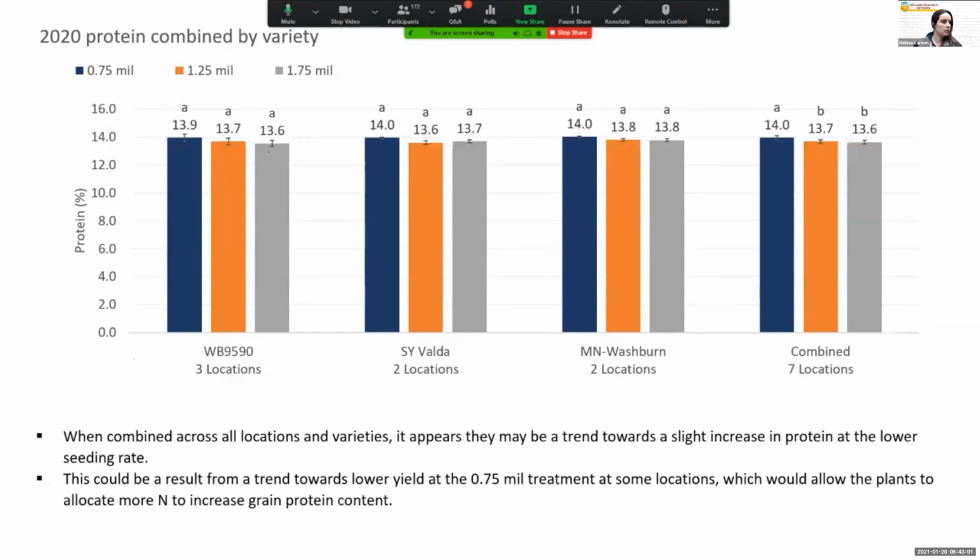Looking at protein, wheat protein was not different between varieties. Although when we combined across locations, that lower seeding rate might have shown a slight bump in protein. And that's something we might expect: if one particular treatment has a lower yield, the plant will have more nitrogen to allocate to protein. So that's not surprising.